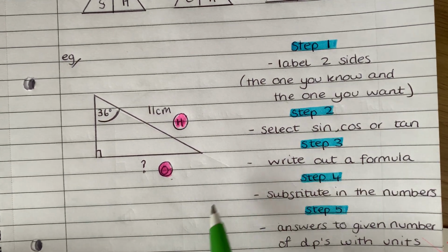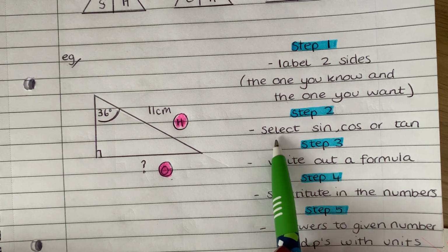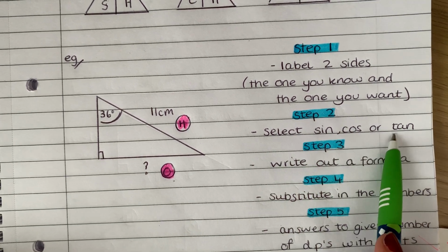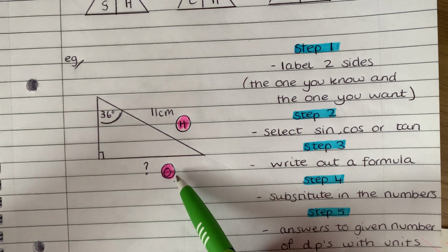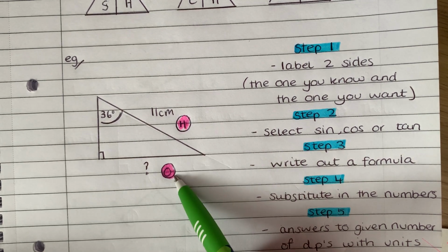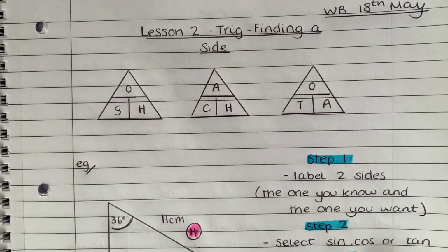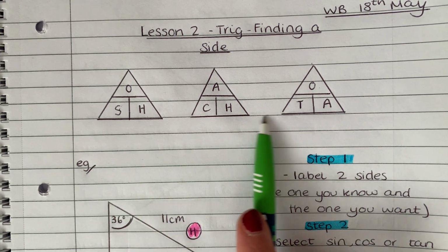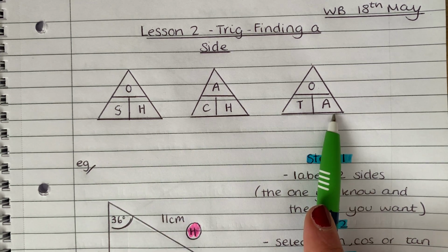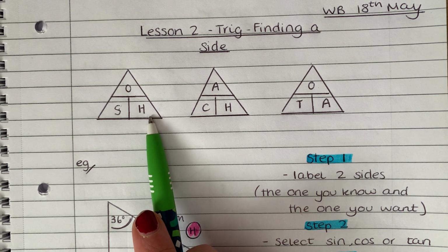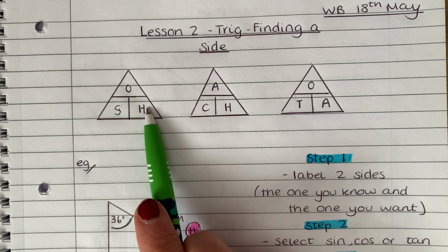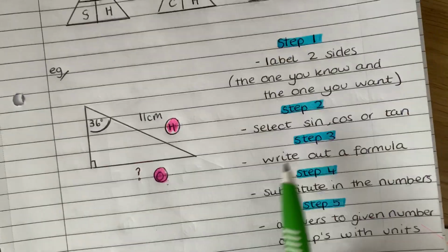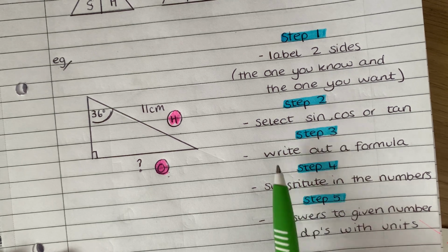Step 2 is basically a decision. Step 2 is select sine, cos or tan. Now I look at the 2 I've got, hypotenuse and opposite. So going up to here, which of those 3 uses opposite and hypotenuse? And I can see it's this one, sine, because it's got O and H. So I'm going to be using sine. So I've done step 2, I've made the decision.